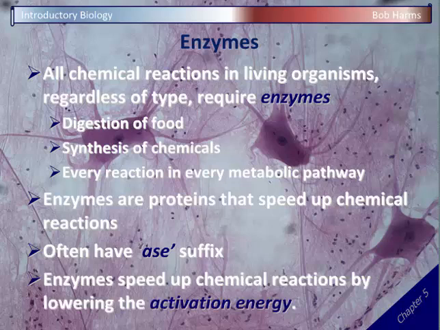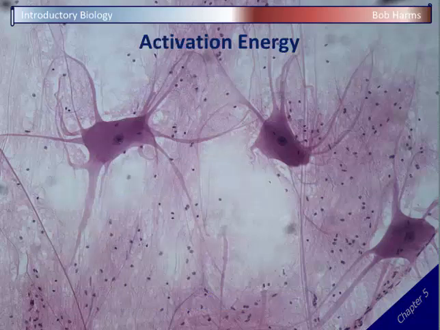And the way enzymes are going to speed up chemical reactions is they lower what's called the activation energy. Okay? So enzymes function by lowering activation energy. So I want to take a look at what this activation energy is, and then more importantly, how are enzymes going to affect or lower that energy.